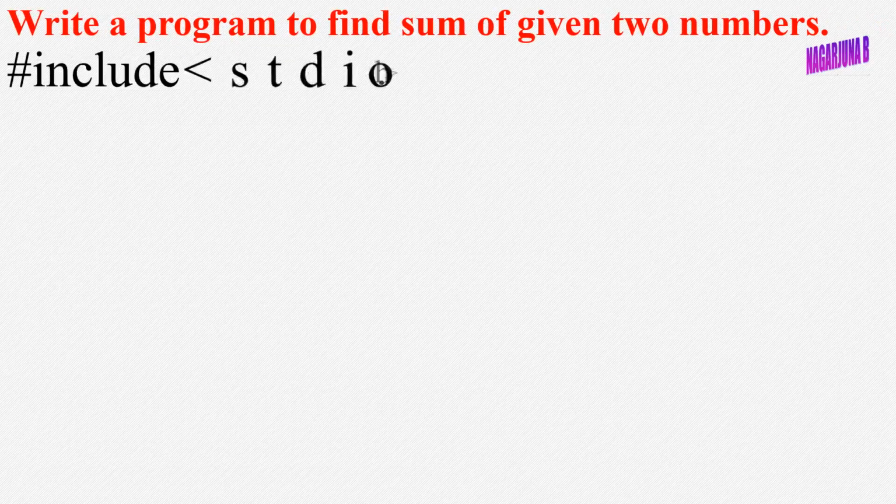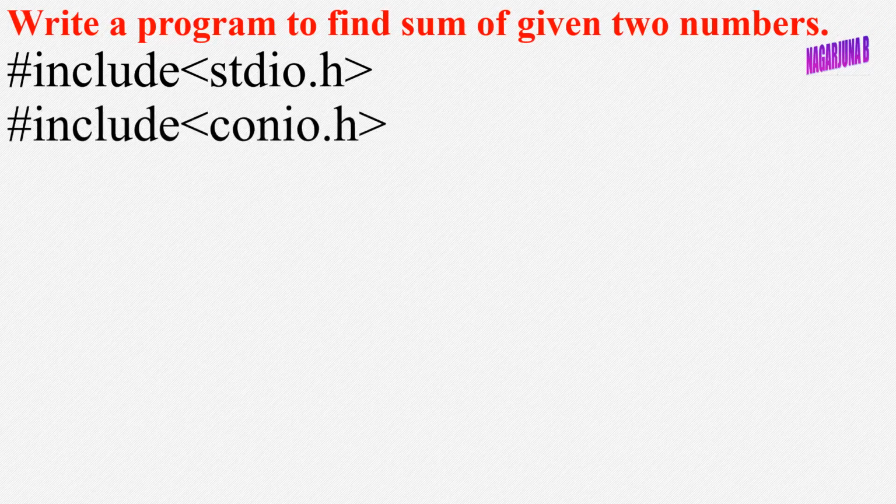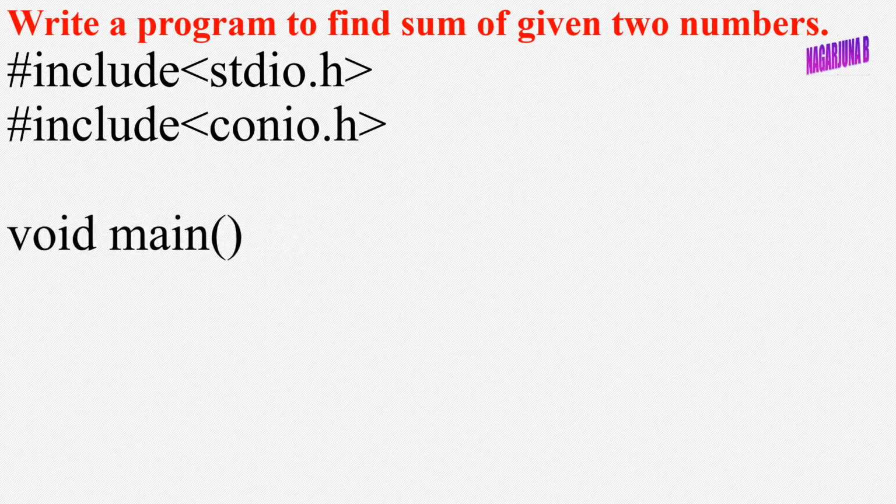First, initially we need to write the header files: #include <stdio.h>, #include <conio.h>, and you already know why we need to write those header files. Next, void main, this should be written in small case letters, open bracket close bracket. After that, open the curly brace, which indicates the beginning of main.